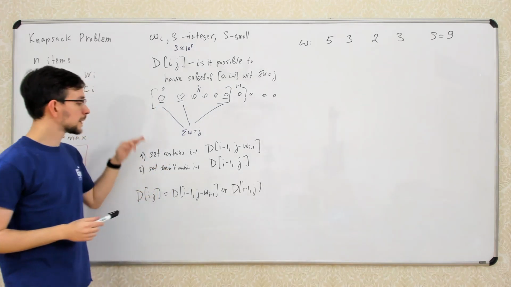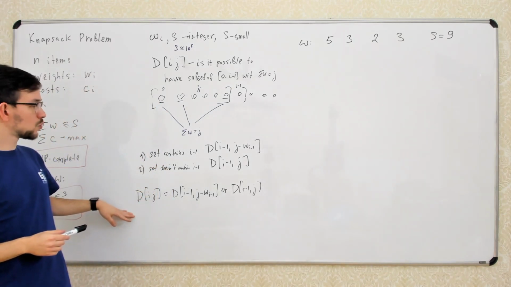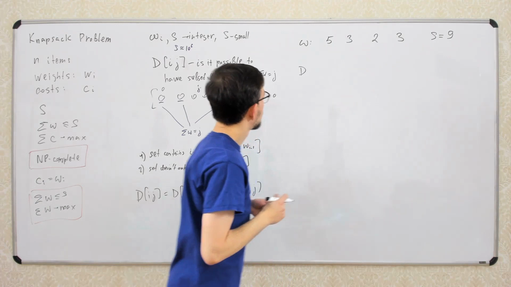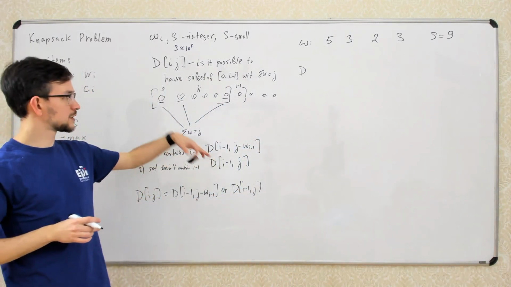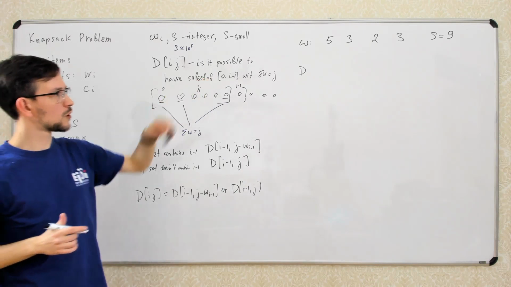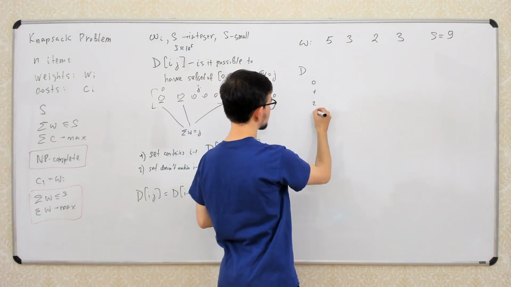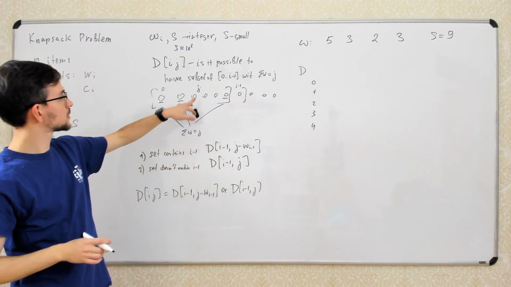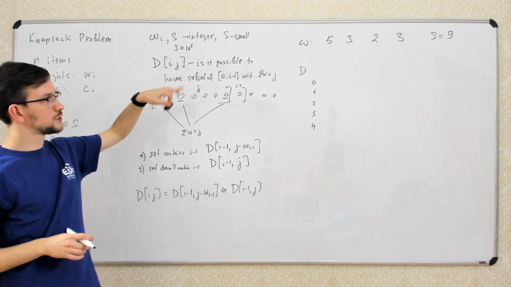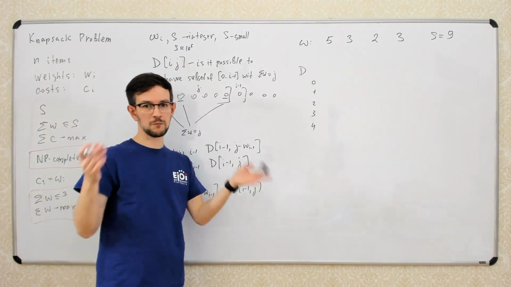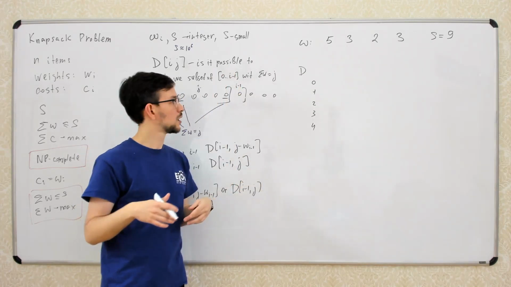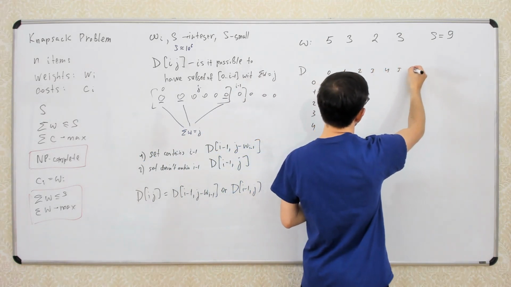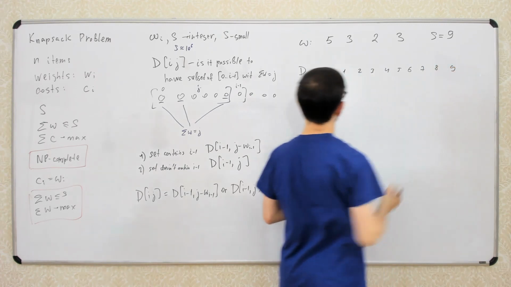Yeah, good enough. So now, what we're doing here, we just have this two-dimensional array, this table D. The first index is the number of elements, from 0 to 4. And the second index is the weight of the elements, from 0 to s. We don't need any weight to be more than s, so the second dimension of this array shouldn't be more than s. 5, 6, 7, 8, 9.